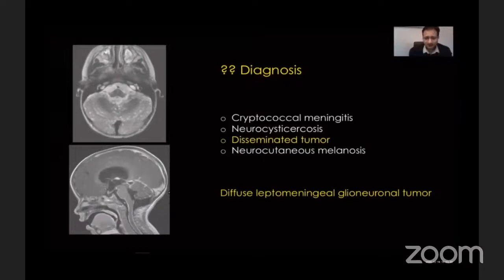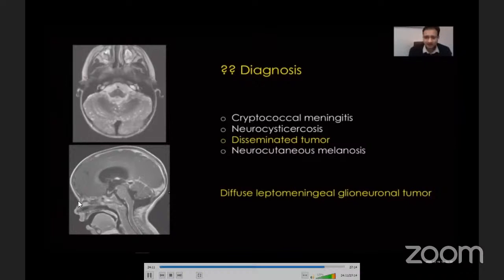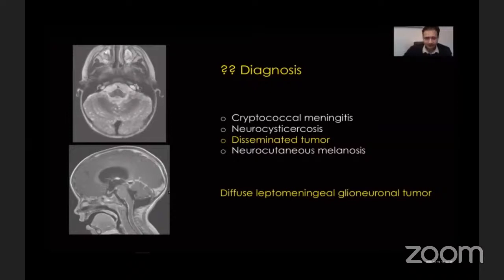Neurocutaneous melanosis can also present with diffuse leptomeningeal involvement of the brain and spine. However, it typically does not have the T2 hyperintense changes as we see here. And also neurocutaneous melanosis has intrinsic T1 hyperintense signal typically in the cerebellum and medial temporal lobe because of the melanin deposition. So what's diffuse leptomeningeal glioneuronal tumor?